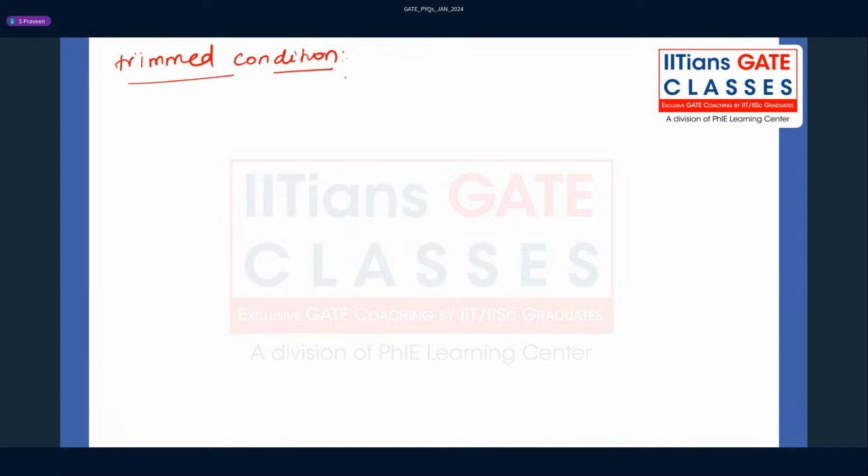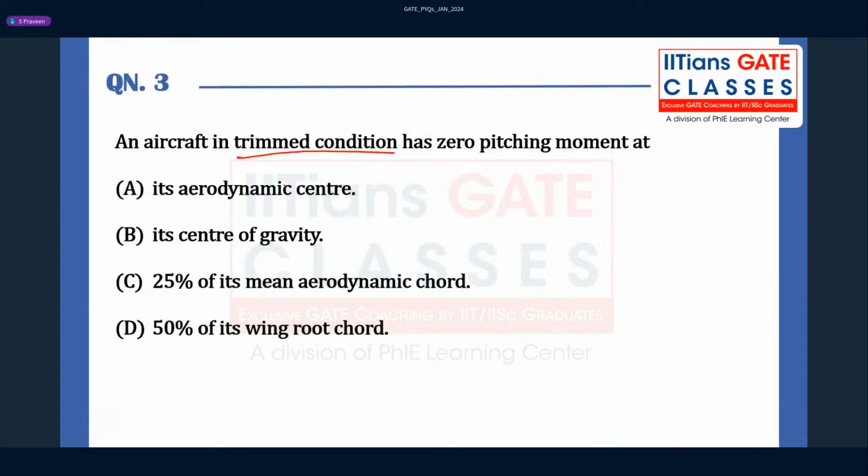Trimmed condition is a condition at which your moments are zero. Which means if the moments are zero, moment coefficients are also zero about the CG, because you are taking net moment about a reference point. In our analysis, it was the CG that we defined, about which we determine the moments acting on the aircraft. So it has zero pitching moment about its center of gravity. So this has to be the answer.